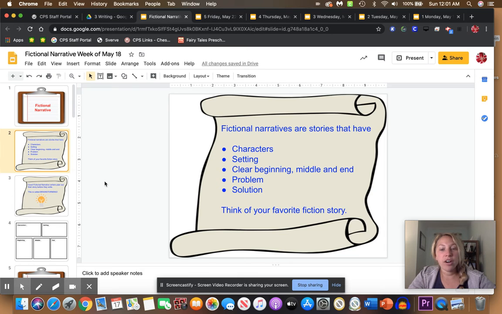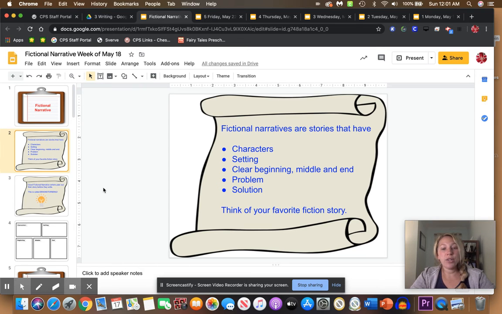Fictional narratives are stories that have characters, a setting, a beginning, middle, and end, a problem, and a solution. And last week we talked about some of our favorite fiction stories. Maybe they're stories that you've seen be made into movies. They all have these parts to them.